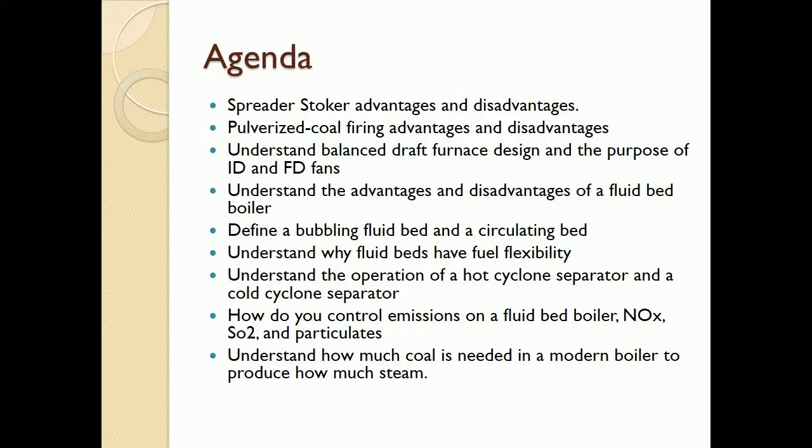Agenda: Spreader-Stoker advantages and disadvantages. Pulverized coal firing advantages and disadvantages. Understand balanced draft furnace design and the purpose of ID and FD fans. Understand the advantages and disadvantages of a fluid bed boiler. Define a bubbling fluid bed and a circulating bed. Understand why fluid beds have fuel flexibility.